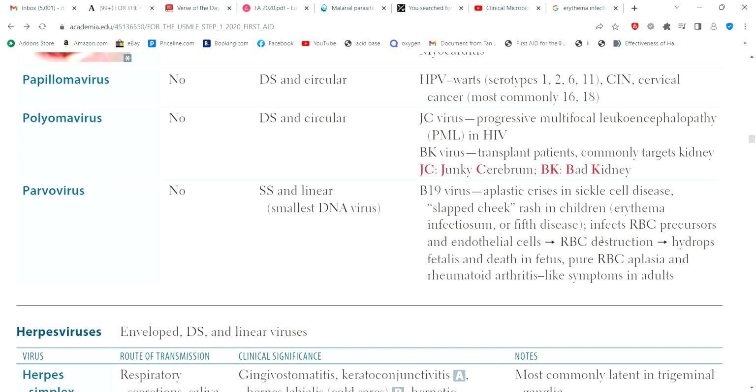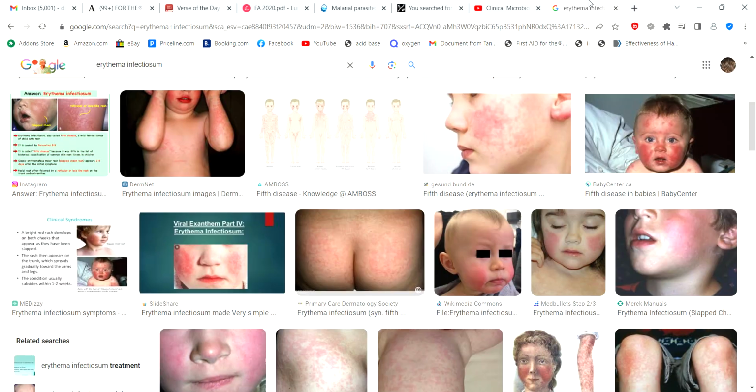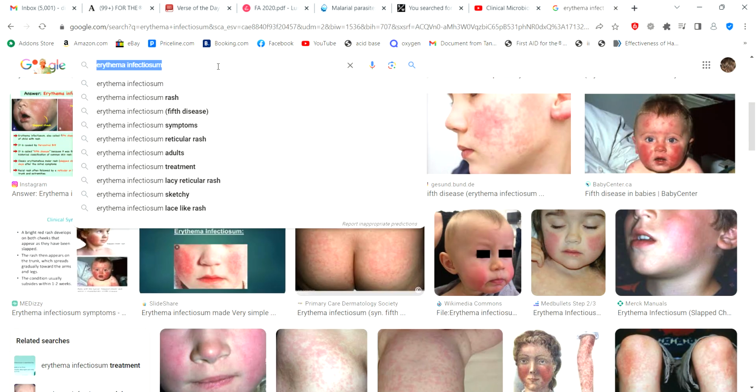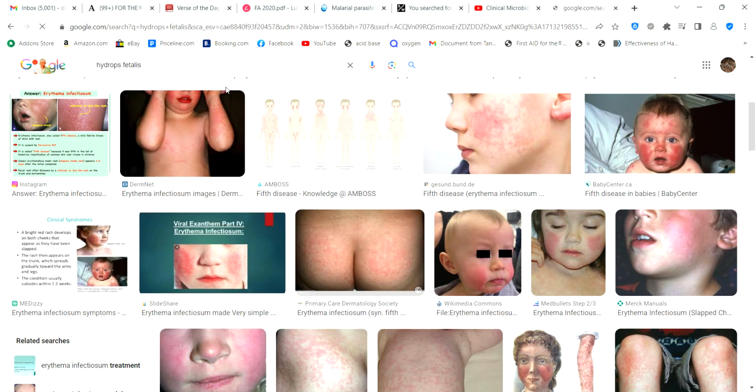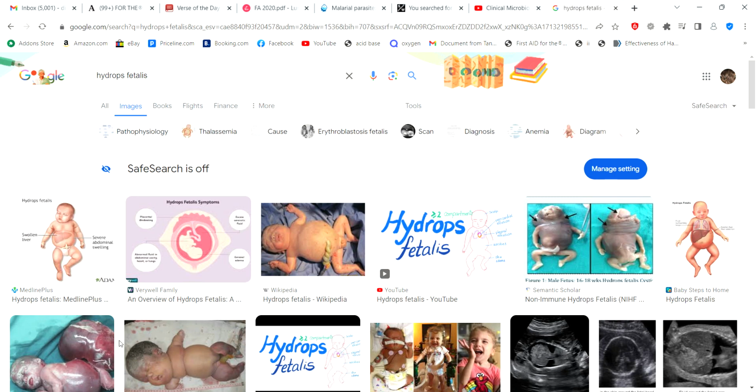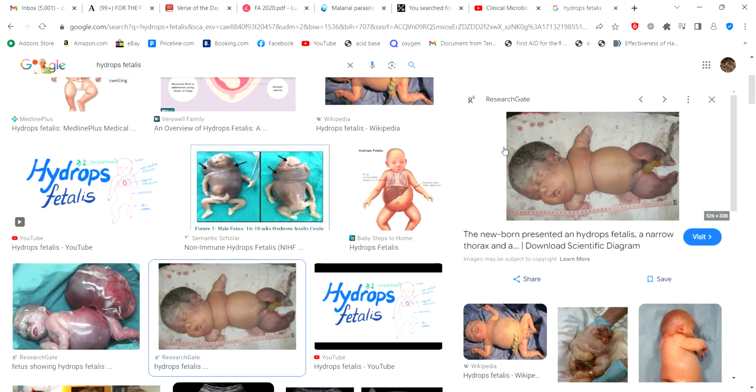Parvovirus infects RBC precursors and endothelial cells, which leads to RBC destruction. This leads to hydrops fetalis and death in the fetus. Okay, hydrops fetalis. If the mom has parvovirus, this can happen in the kid. This is hydrops fetalis.